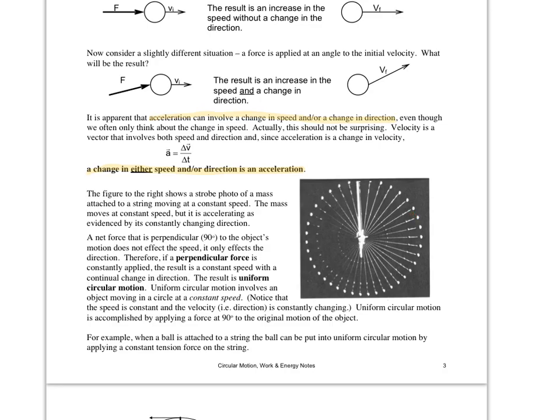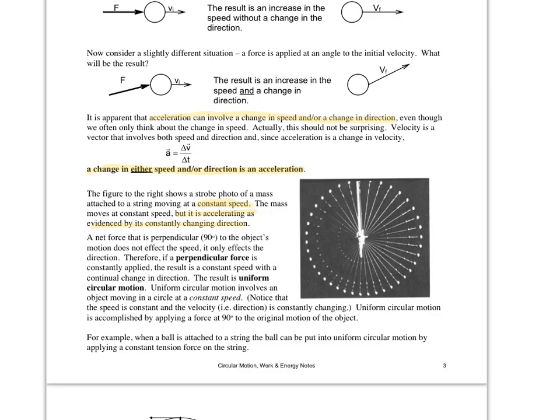If this is taking a picture every 0.1 second, we can see that in the same time frame, they're moving the exact same distance each time. So it does not have a change in speed. It is a constant speed. But it is accelerating because it's changing direction.